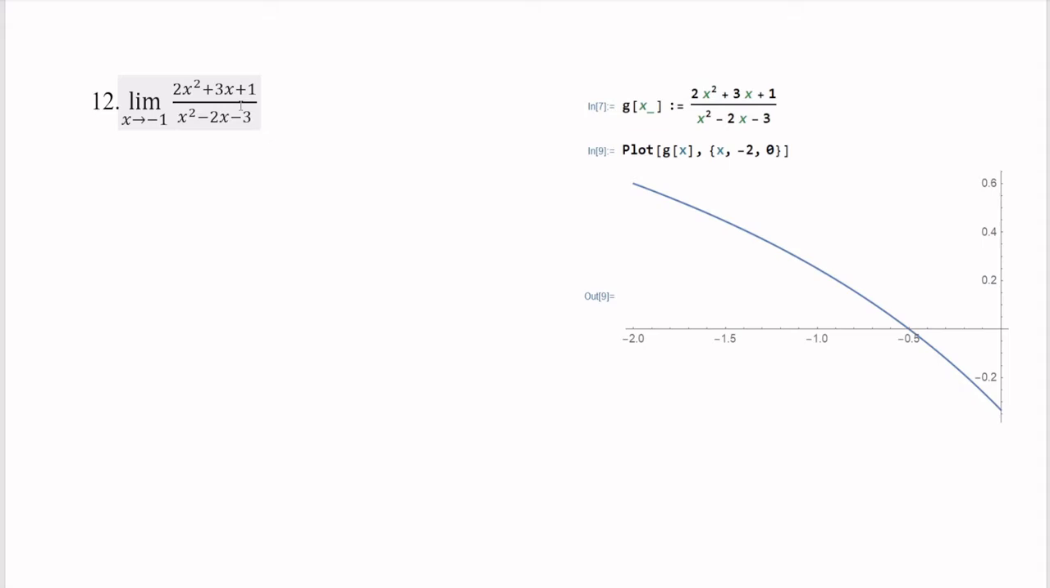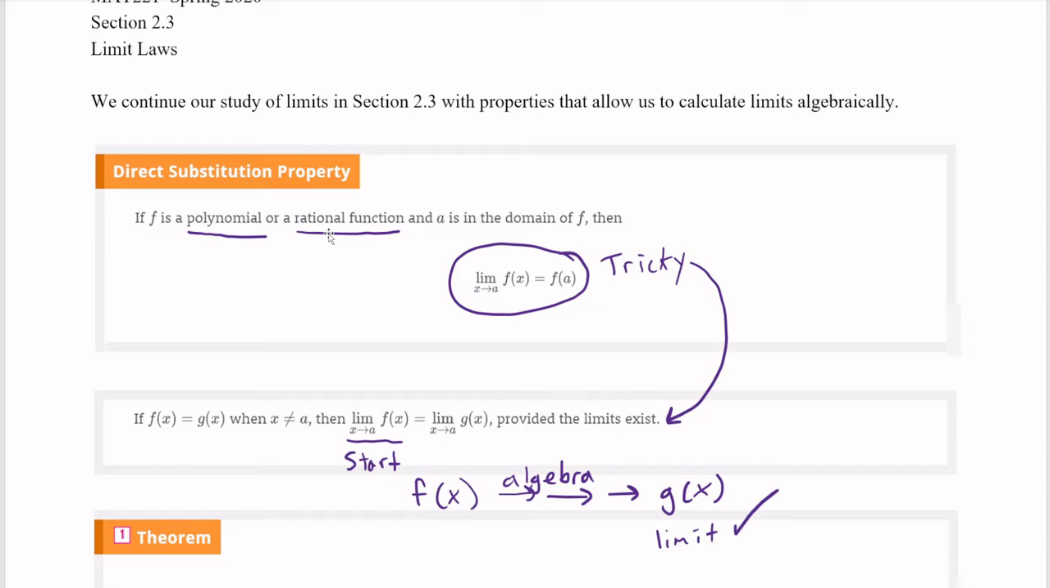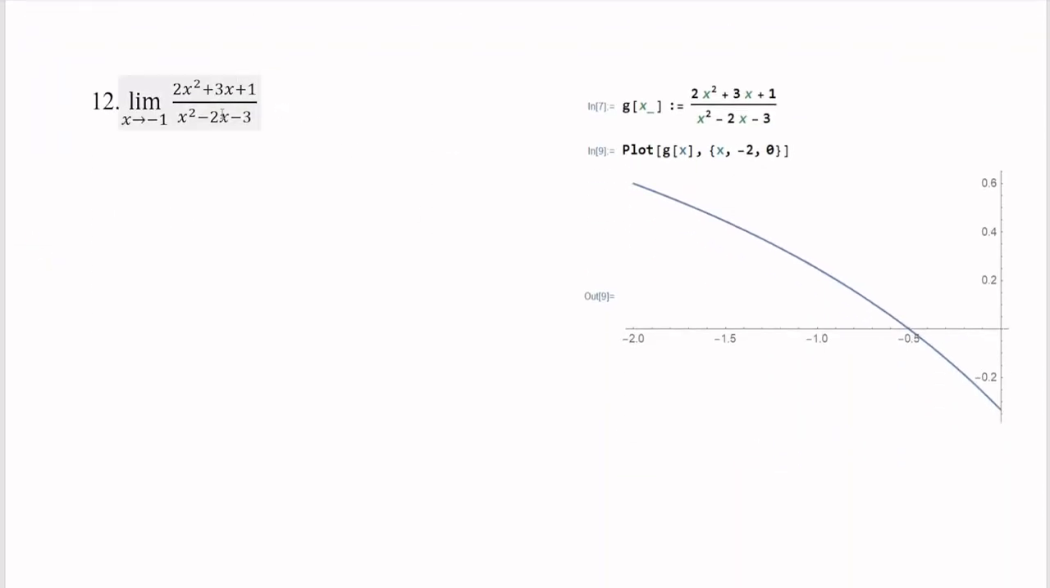So I've got a rational function. Okay, so let's think about this. I've got a rational. So that immediately makes me think back up here. Oh, rational function. Now, in order to use this direct substitution property, we need to be thinking about this value, a, that we're approaching. Is it in the domain? Now, here's the tough thing. Just looking at this can be tough to figure that out. Again, that's why looking at a picture is really nice.